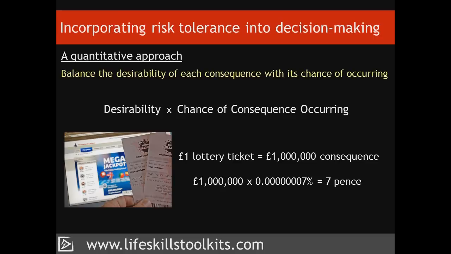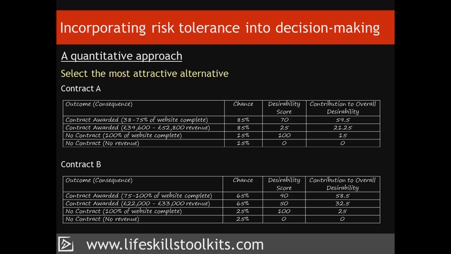So while we may win £1 million, the more realistic consequence of buying a £1 lottery ticket is winning 7 pence. John needs to apply this same principle to his desirability scores to understand what kind of scores he might realise based on the probability of each consequence occurring. Select the most attractive alternative. Having balanced his desirability scores against the chances of their consequences occurring, John obtains the following results. Selecting the most attractive alternative involves adding up all of the desirability scores for each alternative and seeing which has the highest score. For John, going with contract B is the most attractive alternative based on his strong desire to complete the website.